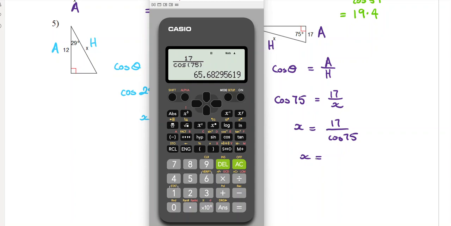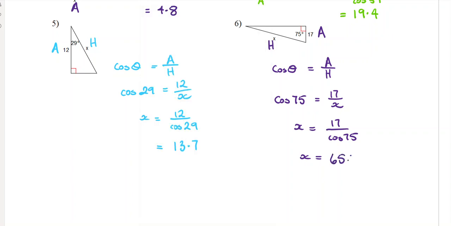No, I probably wouldn't mark you down if you didn't, as long as you had it. What did you get? Nope, you're right. 65.7. It rounds up, that's right.